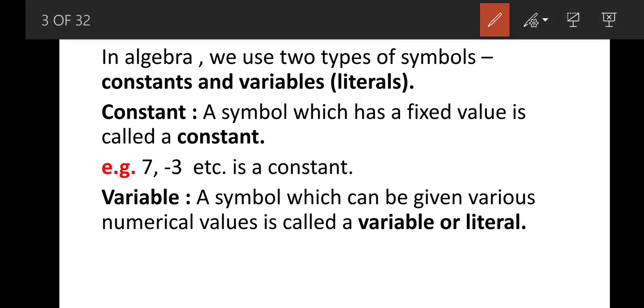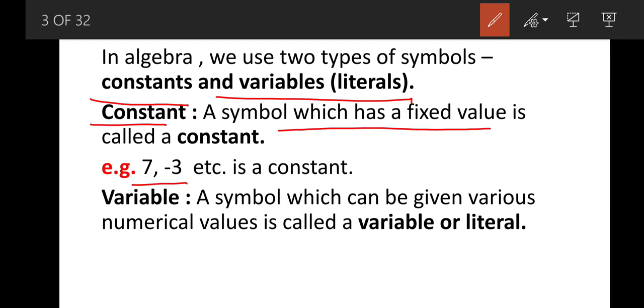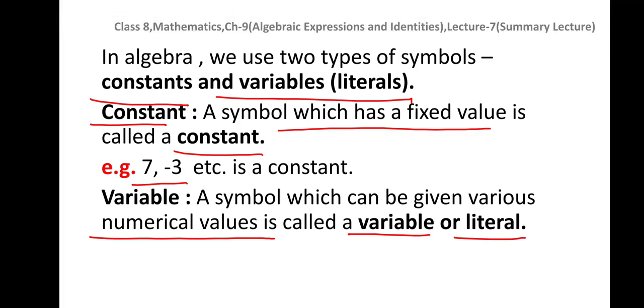So in algebra basically we use two types of symbols, constants and variables, and the other name of variables is literals. What do you mean by a constant? A symbol which has a fixed value like 7, minus 3, 2, minus root 3, pi. These are all having fixed value. Their value cannot be changed. So that is why they come under the category of constant. What do you mean by a variable? A symbol which can be given various numerical values is called a variable or literal. Literal is the other name of variable.